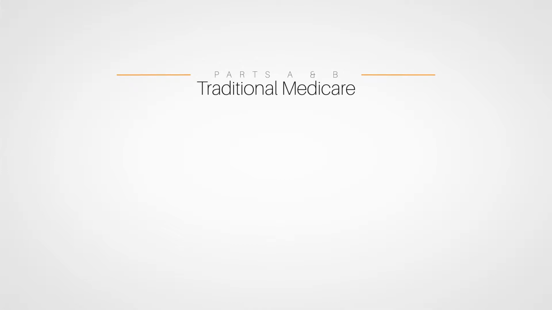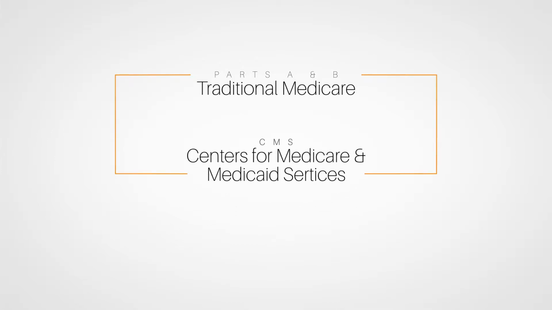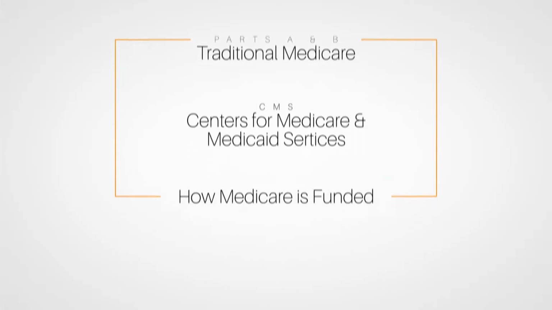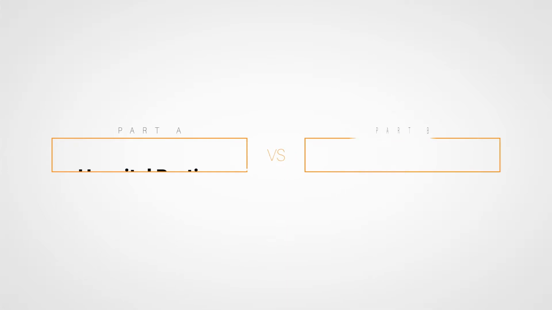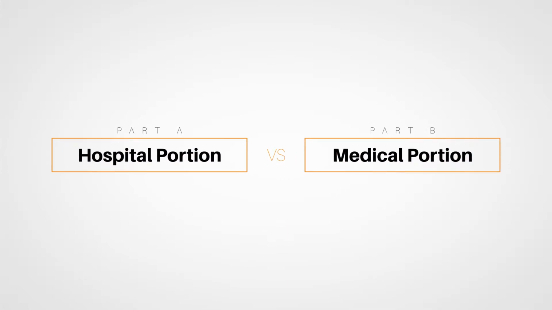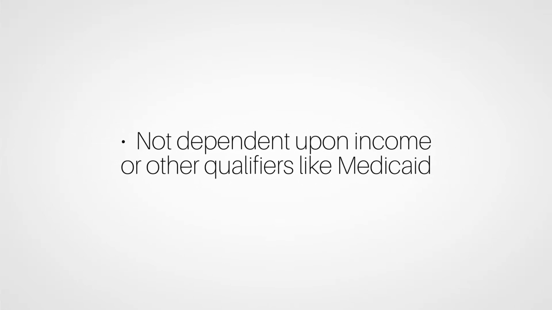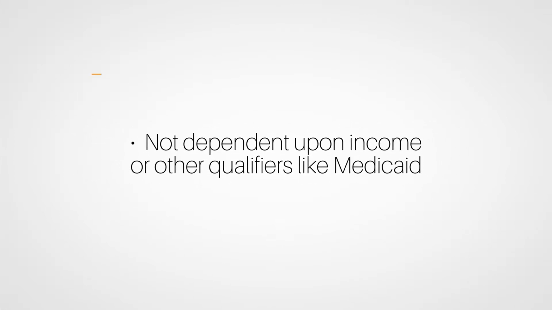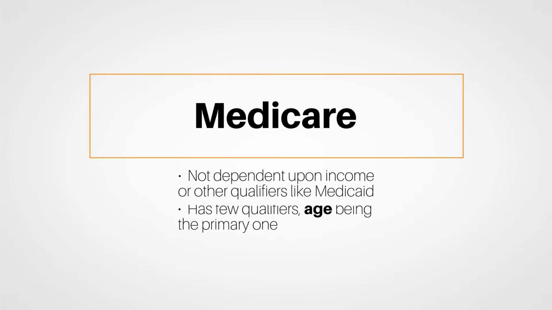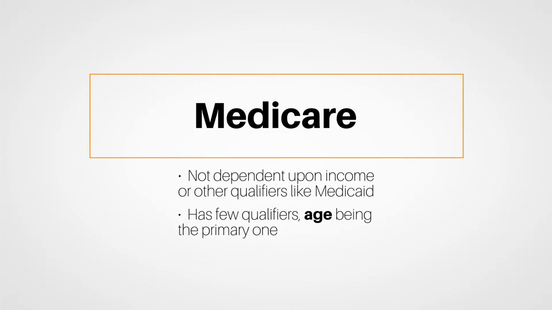We first worked with Parts A and B of traditional Medicare. Then we looked at the Centers for Medicare and Medicaid Services, or CMS, and we went on to see how Medicare is funded. There is a significant difference between Parts A and B in this vein. This federal program is not dependent on income or other qualifiers like Medicaid. Medicare has few qualifiers, with age being the primary one.